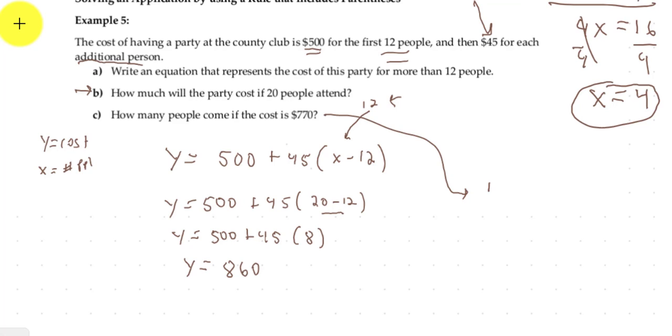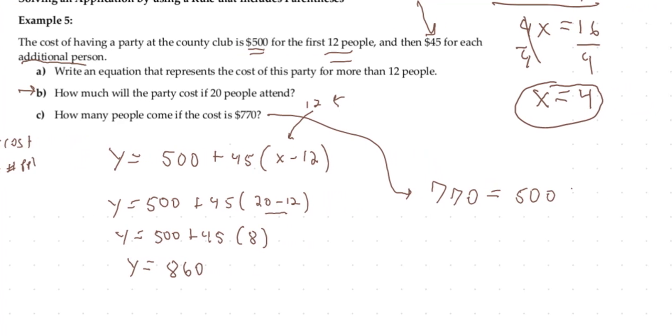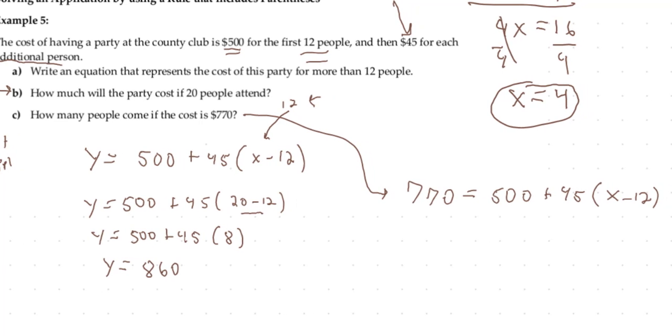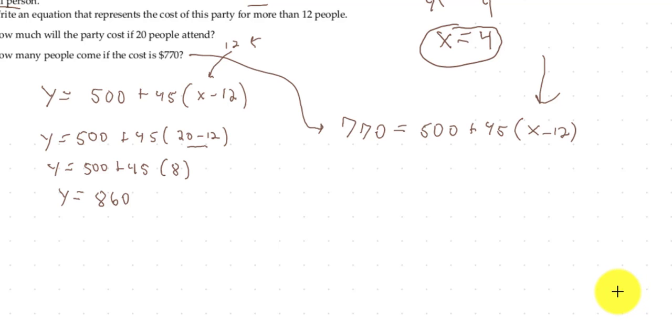And then for letter C, we know what the cost is. It's going to be the 770. We just don't know how many people are coming. So you would have to solve this problem, 45 times x minus 12. So you'd have to solve that to figure out how many people are coming to get this 770, right? You got to figure out the value for x here. Right, so just remember everything you've learned. You would have to distribute the 45 here and here, and then solve for x, okay? The answers are on the next page, all right?